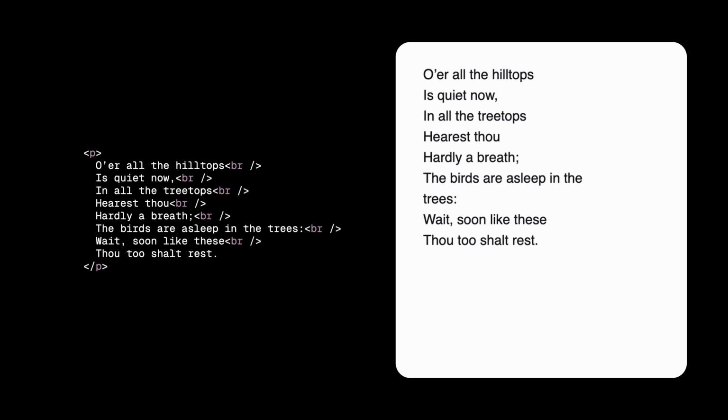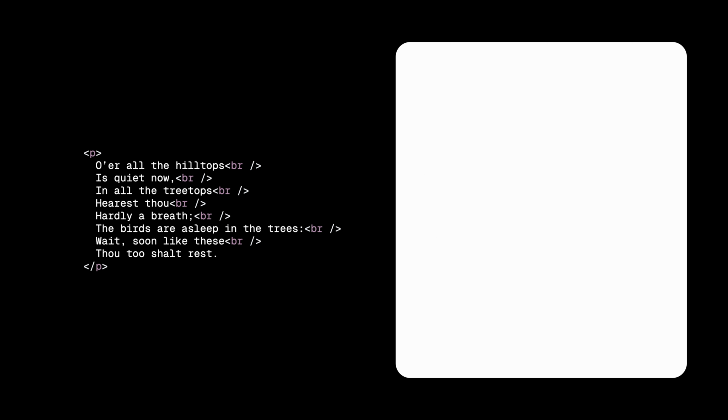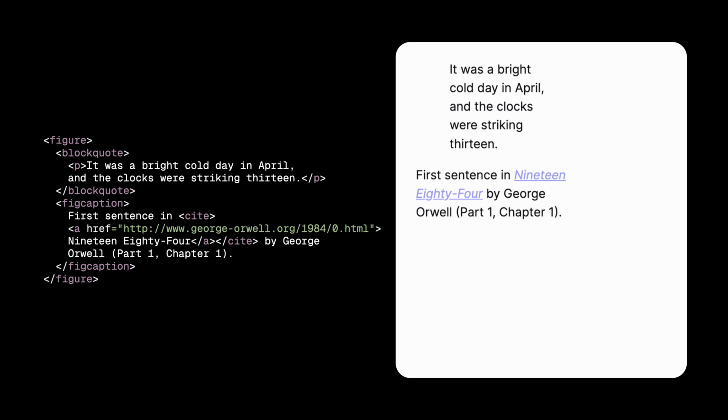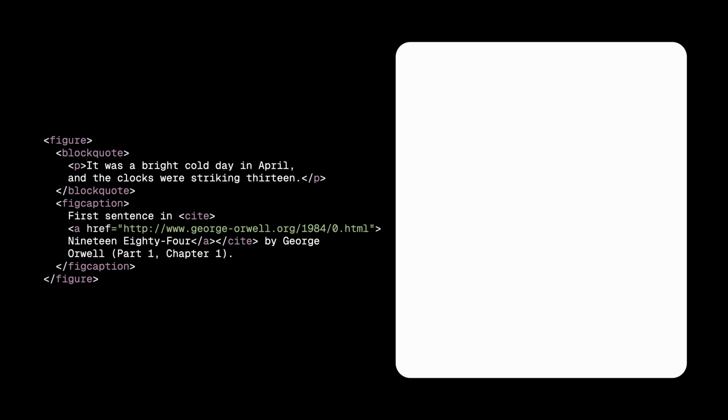BR produces a line break in text, a carriage return. It is useful for writing a poem or an address where the division of lines is significant. Cite is used to mark up the title of a cited creative work. The reference may be in an abbreviated form according to context-appropriate conventions related to citation metadata.